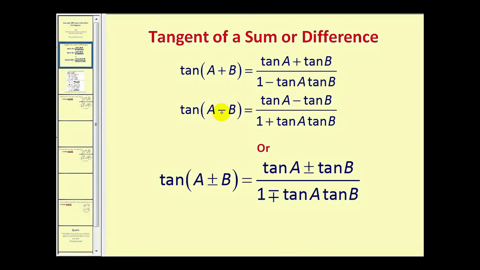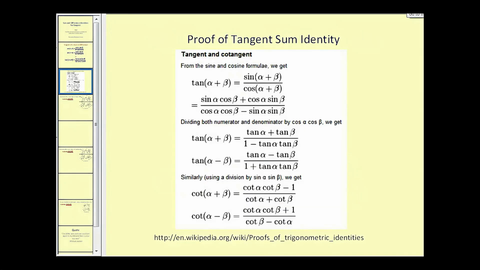And if we have the difference of angle A and angle B, notice they look very similar, but the numerator is a difference and the denominator is a sum. And we can combine these two identities into one by using a plus or minus sign for the two angles, a plus or minus sign for the sum in the numerator, and a minus plus sign for the sum in the denominator. So if we use a plus sign here, we use a plus sign in the numerator and a minus sign in the denominator. And if we use a minus sign here, or a difference, we'll have a difference in the numerator and a sum in the denominator. I did include the proof of the tangent sum identity.